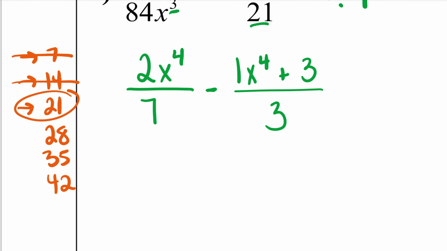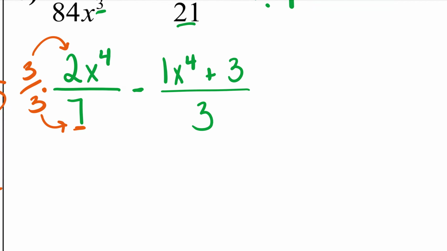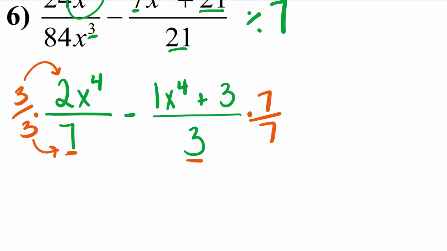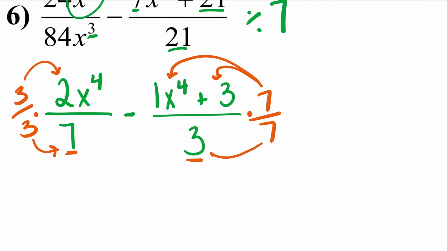So on this one, I have 7. I want to make it 21. So I multiply 7 times 3 to make it 21. So I'm going to do 3 times 2, 3 times 7. And on the right side, I want 3 to be 21, so I can multiply 3 by 7. Okay. So on the top, I do 7 times x to the 4th, 7 times 3, and then 7 times 3.